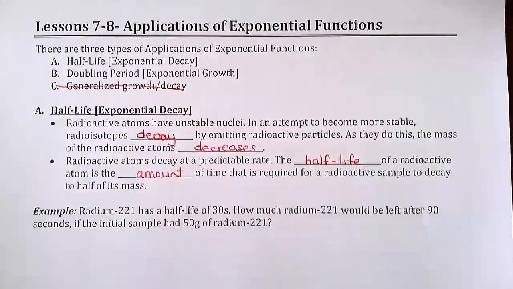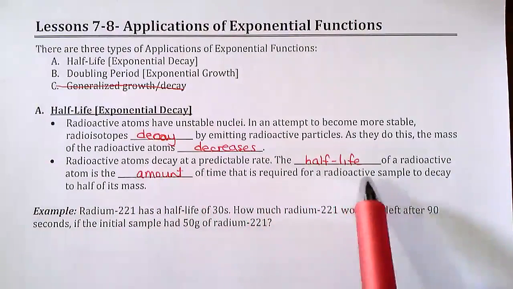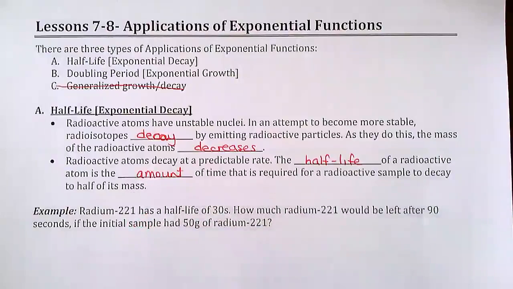So let's say we have a radioactive element and it starts off at 10 grams and decays to 5 grams. So we call that it's decayed to half its amount. And the amount of time that it's required to decay to half its amount is called half-life. So if it takes 2 minutes to go from 10 grams to 5 grams, that is its half-life. Within 2 minutes, a mass of that radioactive element will decay to half its mass. So again, the half-life of a radioactive atom is the amount of time that it's required for the radioactive sample to decay to half its mass.